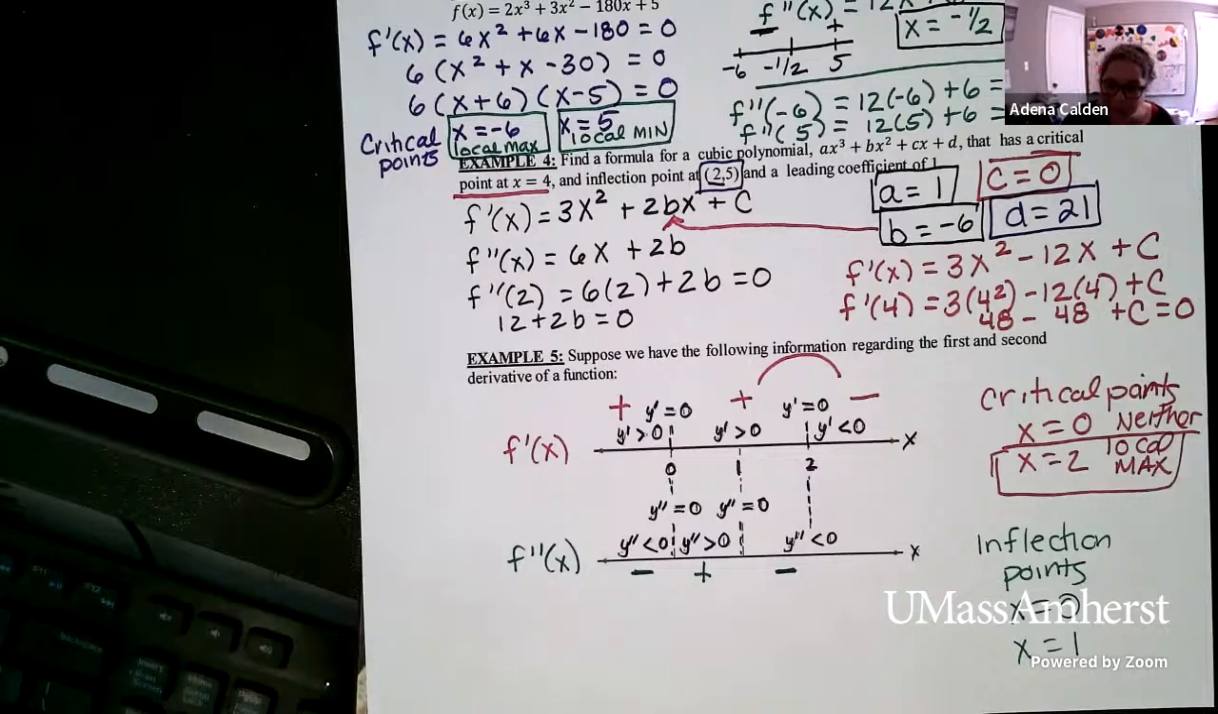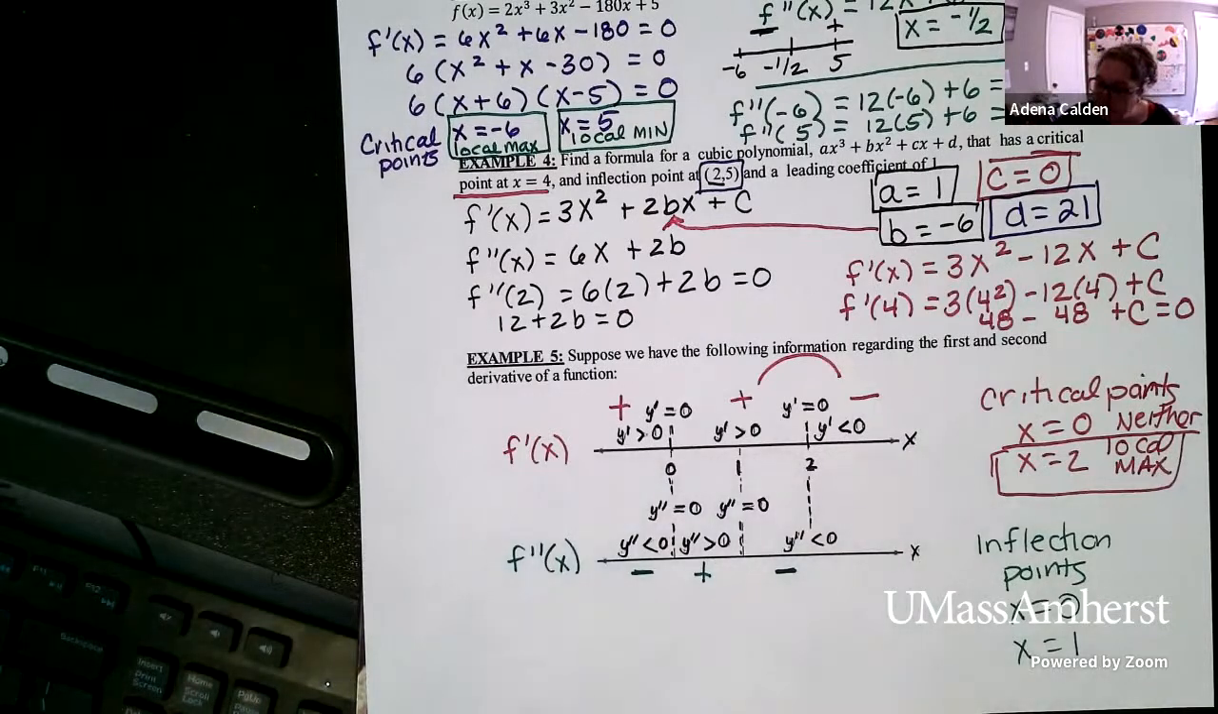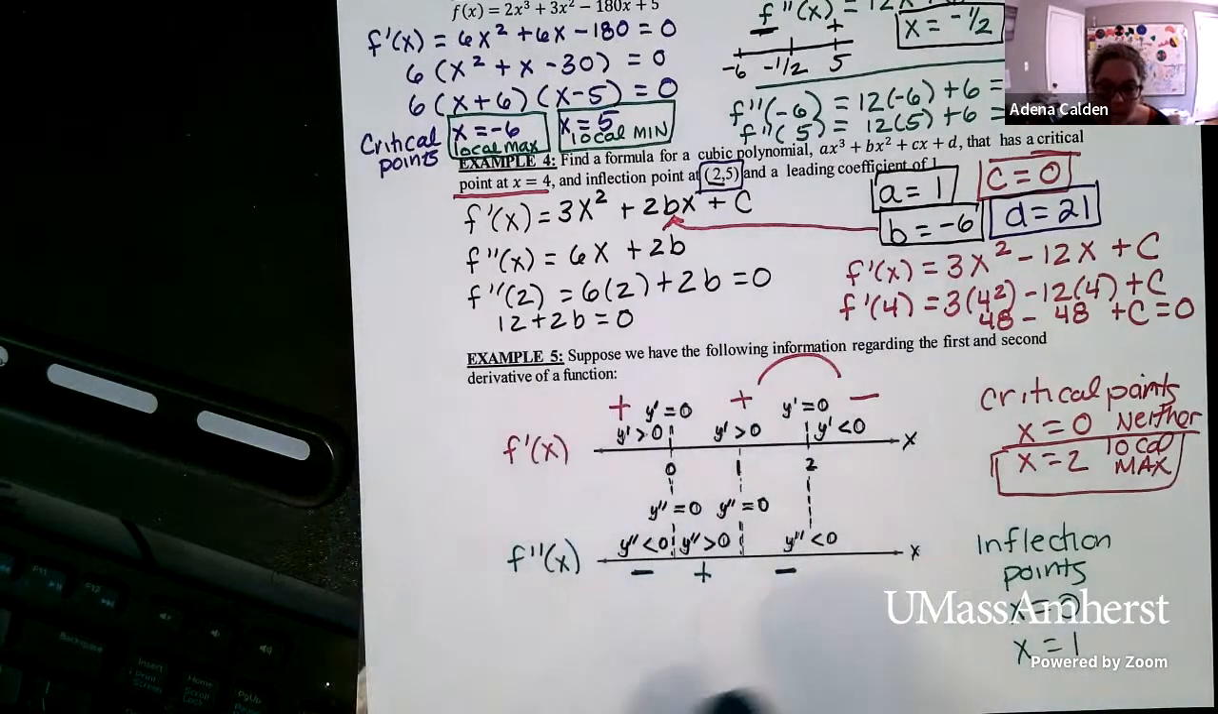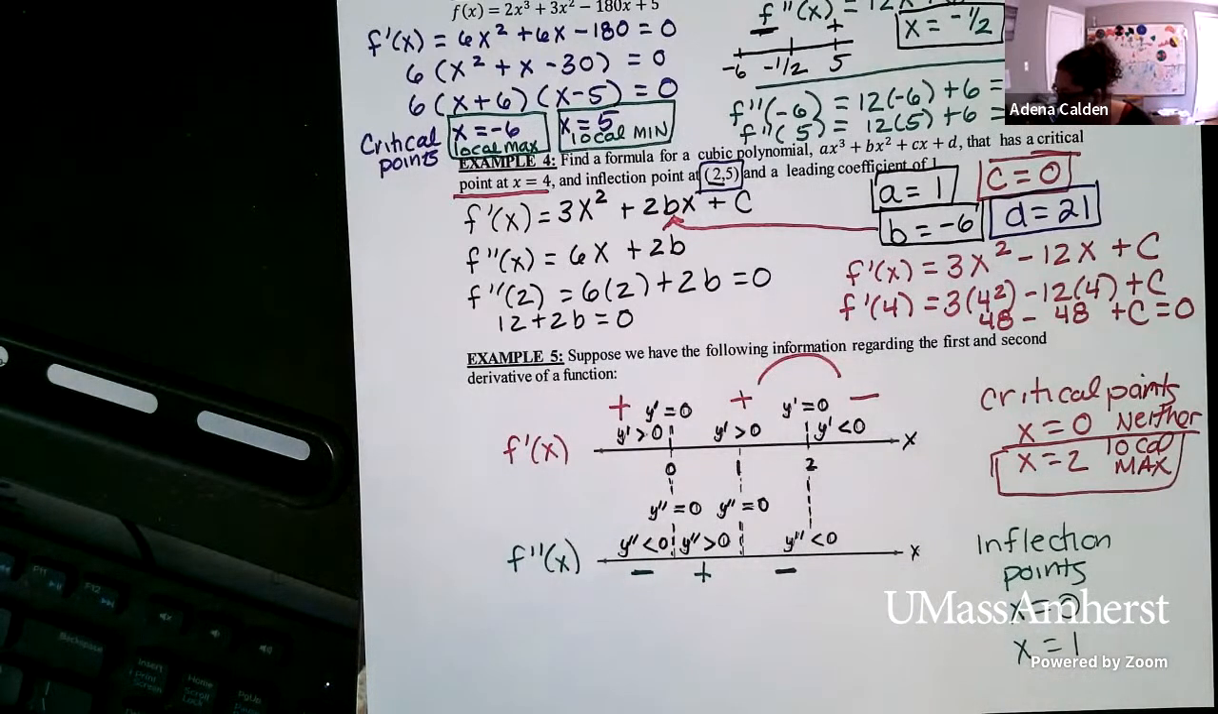So that's how we read these sorts of charts. We've constructed these charts for both critical points and inflection points, but now we have a double chart where we talk about both. So that's how we analyze that type of information.